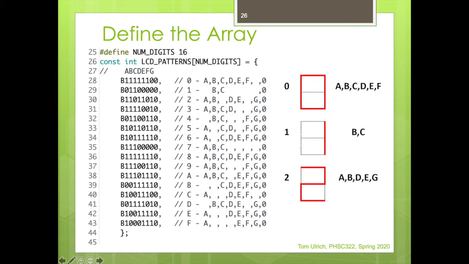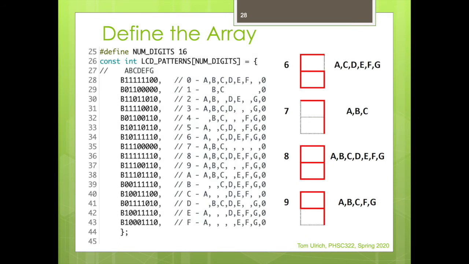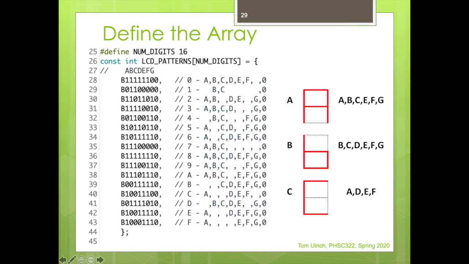And so on. So maybe you want to slow down and study this a little bit, but that's what I did. I went through for each one, and I said, here's my pattern. So for 3, that's at line 31, and 4 and 5. And for 6, 7, 8, and 9. And then there it is for A, B, and C.